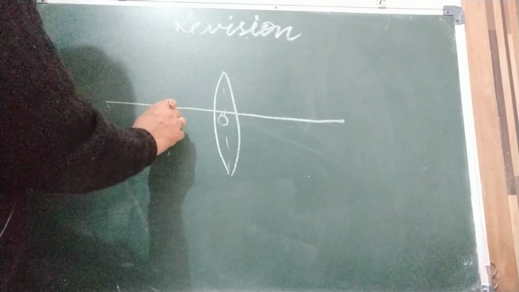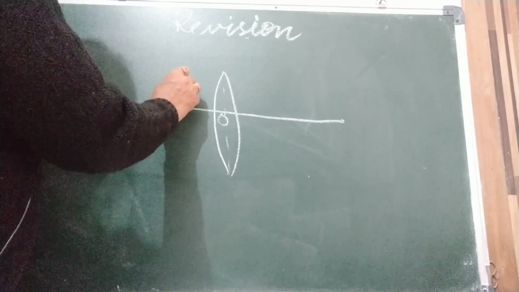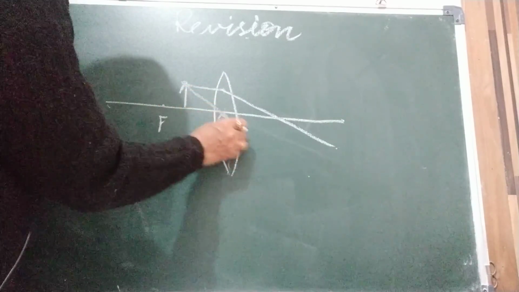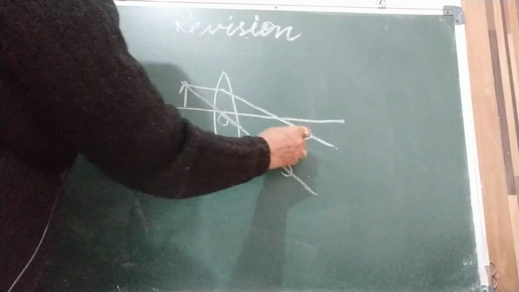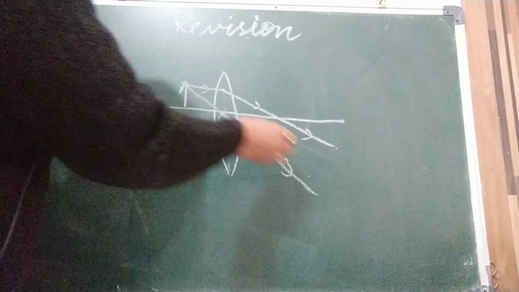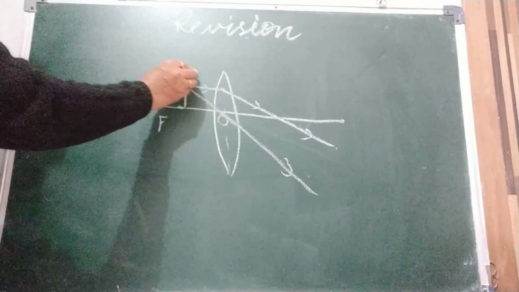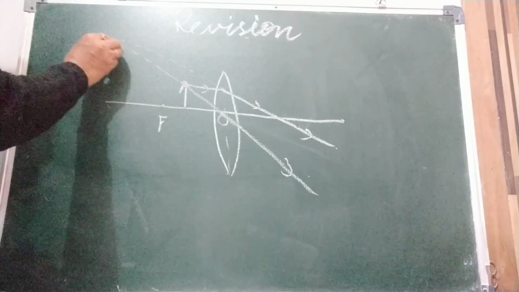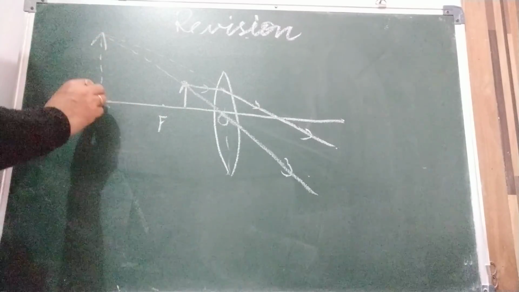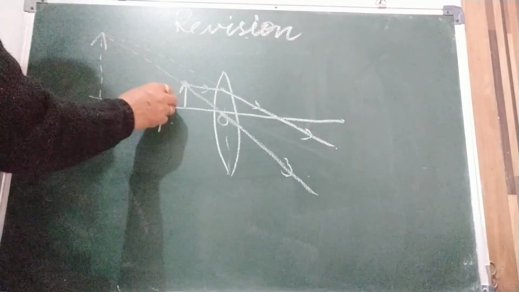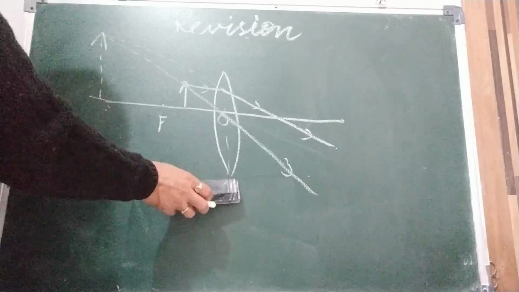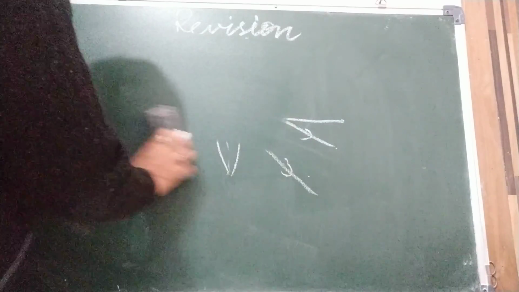Next is when the object is between O and F. The rays will pass from F and from O, and they are moving apart from each other. It means they will not meet on this side; their meeting point is at the back. So the image is virtual, erect, and larger than the object, and at this position the convex lens works as a magnifying glass.